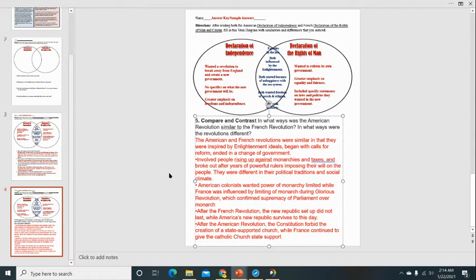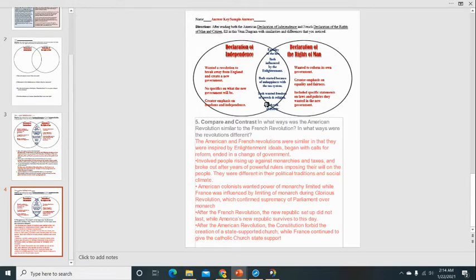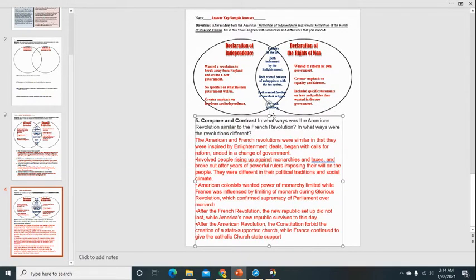In general, both involved people rising up against monarchies and taxes, and broke out after years of powerful rulers imposing their will on the people. Again, unfair taxes, where we went through that. Both started because of unhappiness with the tax system. Both wanted freedom of speech and religion. Both were talking of liberty.